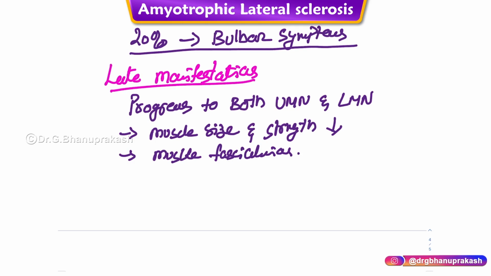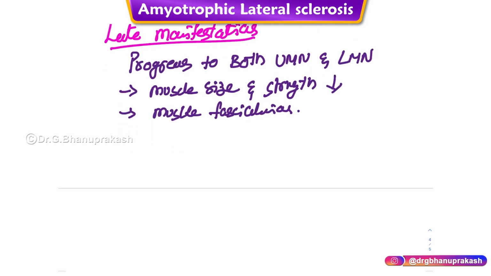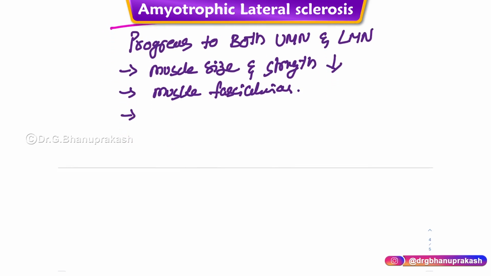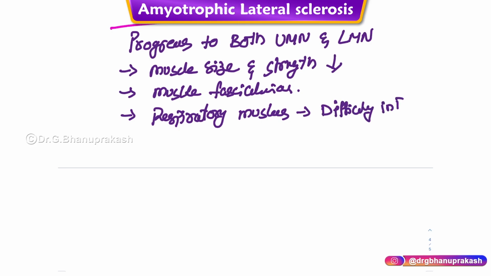Okay, muscle fasciculations. And subsequently, what happens in the later stages of the disease, in the most severe forms, respiratory muscles will be affected. So whenever respiratory muscles are affected, there will be difficulty in breathing.